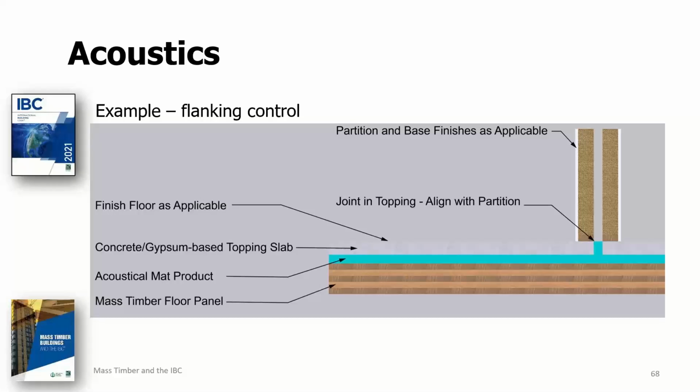As I mentioned earlier, a poured topping is common on mass timber floor panels. In fact, it's required in types 4A and 4B. So it's just a natural, easy way of achieving your acoustical requirements as well. And by specifying a joint in the cast-in-place topping at dwelling separation walls, as illustrated in this figure, the designer can help to minimize flanking from one dwelling to the next as well.